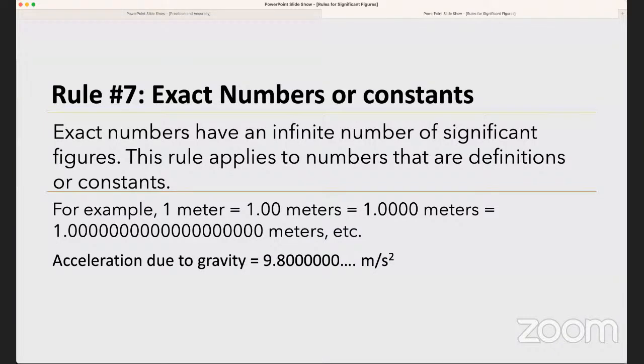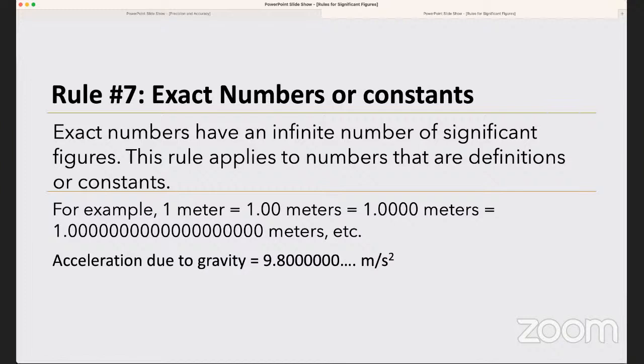The SI unit of length is the meter. So when you're dealing with conversion factors, you work with the assumption that you have an infinite number of decimal places after the decimal point.